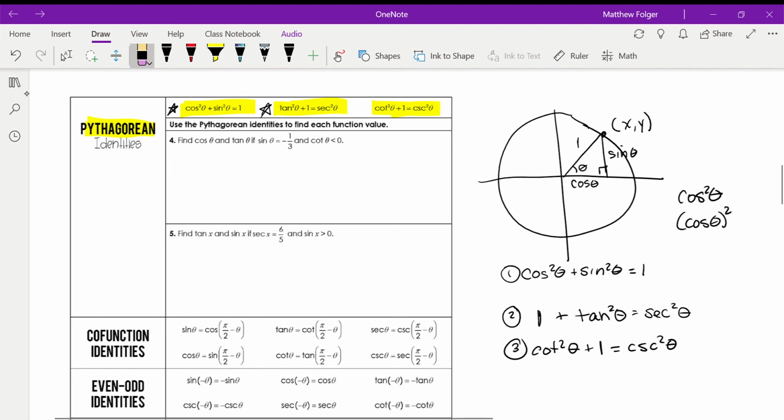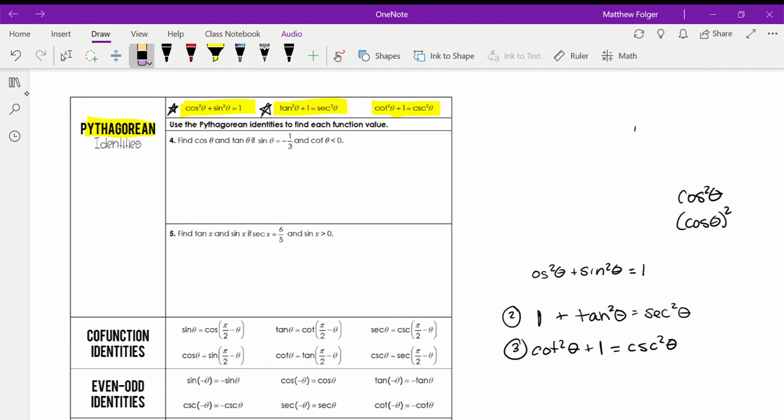Now to how we use them. If you look at question number 4, it might look familiar because these are the questions from last unit that we would draw triangles for. We'd find the quadrant, we'd draw a triangle, find the third side of the triangle, and then find the missing trig functions. What we're going to do today is talk about an alternate way to look at these problems.